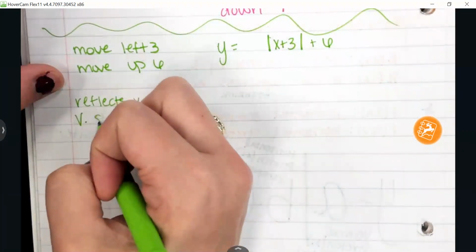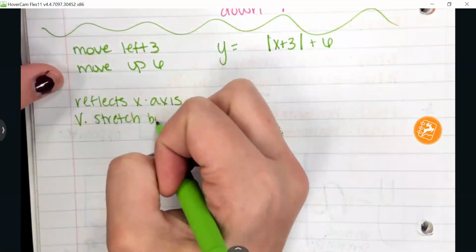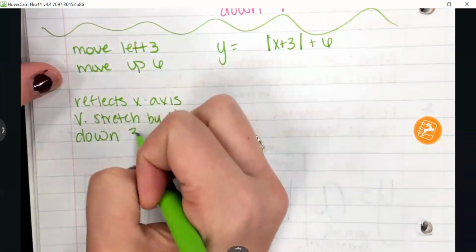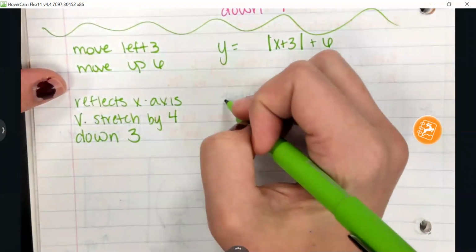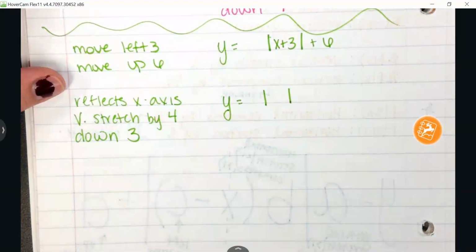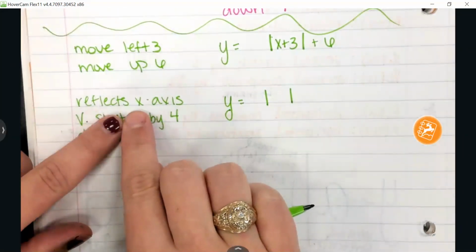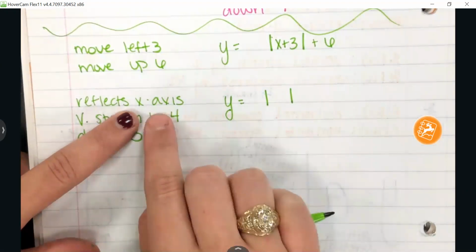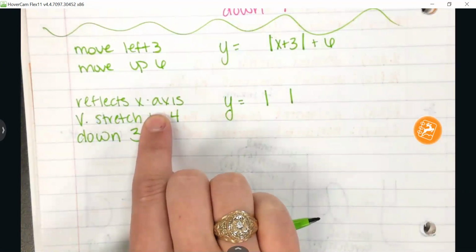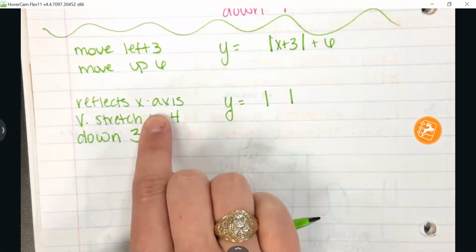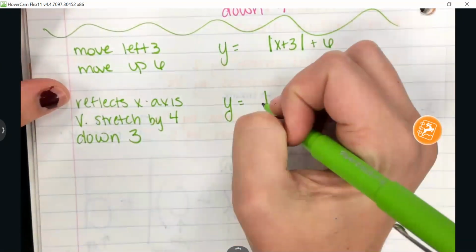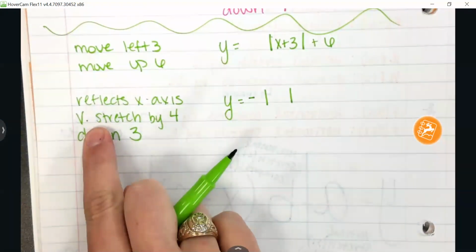It has a vertical stretch by 4, and it moves down 3. So I'm going to draw my skeleton, y equals, and I'm going to have some absolute value bars. If I reflect the x-axis, that means I'm jumping the x-axis. Which way am I moving if I jump the x-axis? Vertically. So is my negative sign inside or outside? Outside.